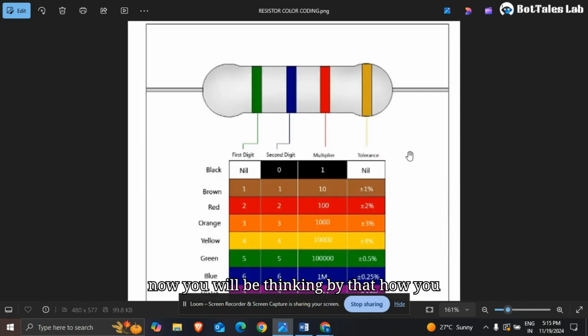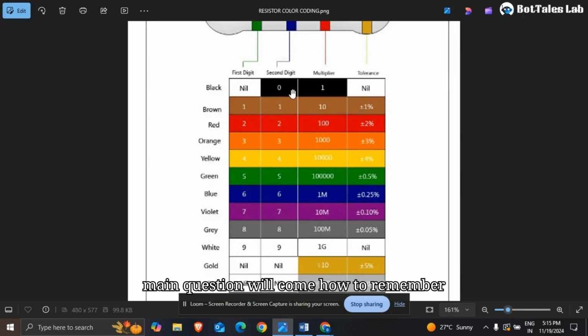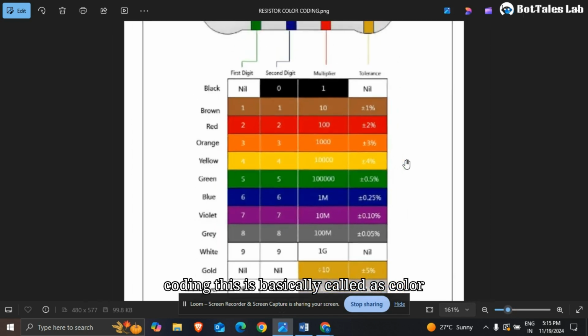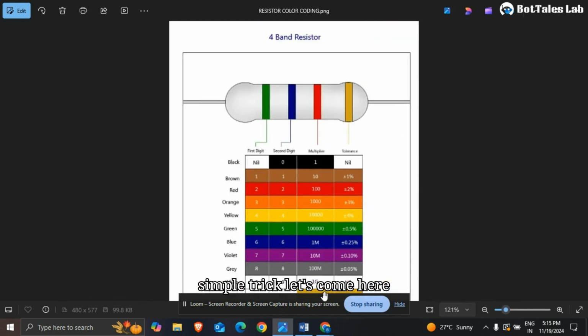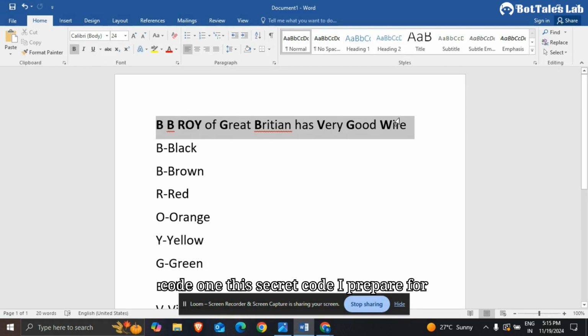Now you will be thinking about how you can calculate the value of this resistance, or you will be worried. Firstly, the main question will come: how to remember all these values and all this color coding. This is basically called the color coding of resistors. So I will just tell you a simple trick. One simple trick is there, a secret code I prepared for you.